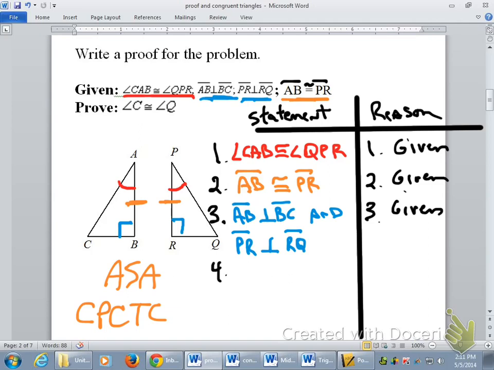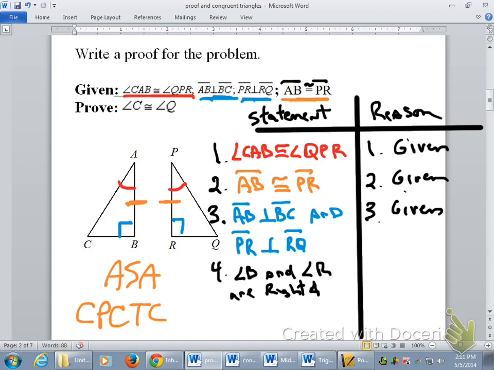So in order to clearly show that I have two angles that are congruent, I know these are perpendicular. What does perpendicular mean? It means they're right angles. So I now know that angle B and angle R are right angles.